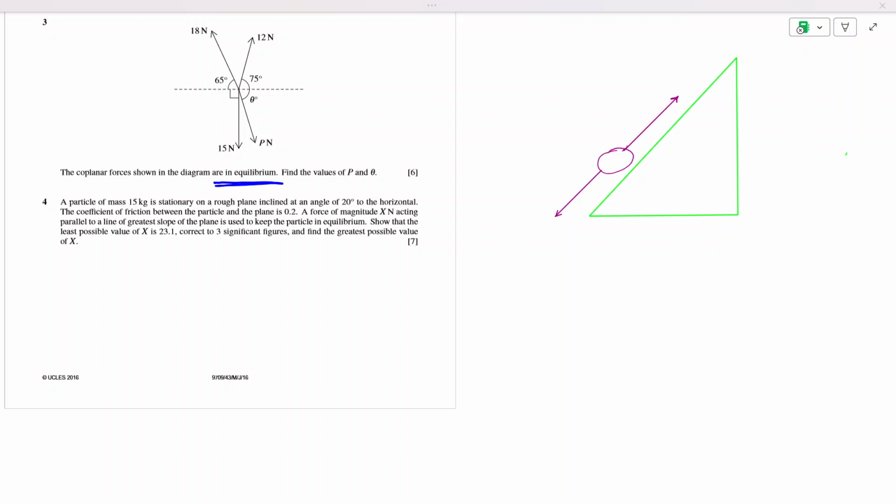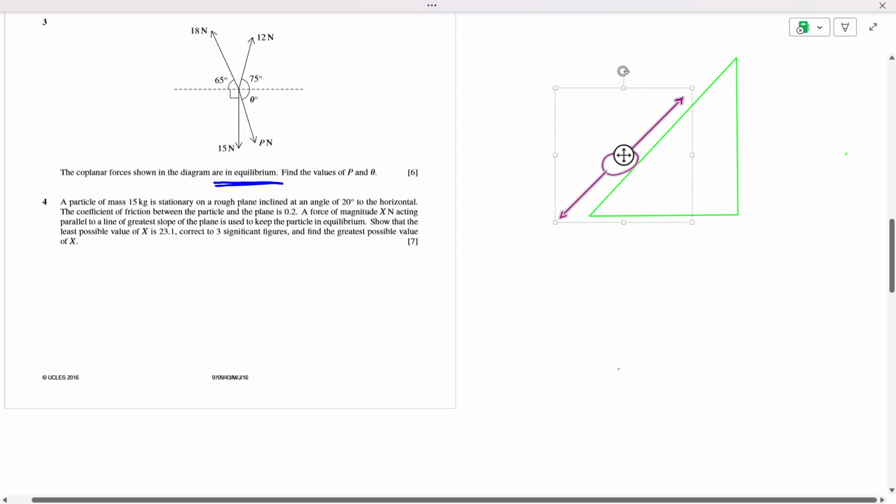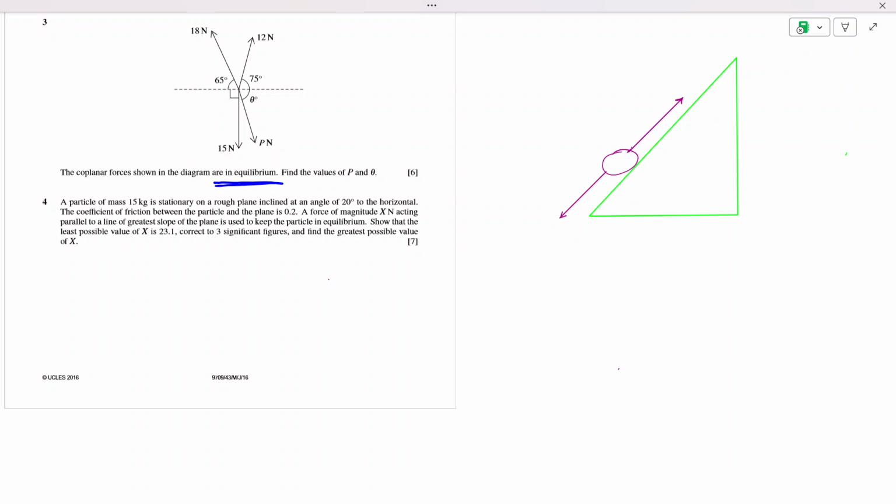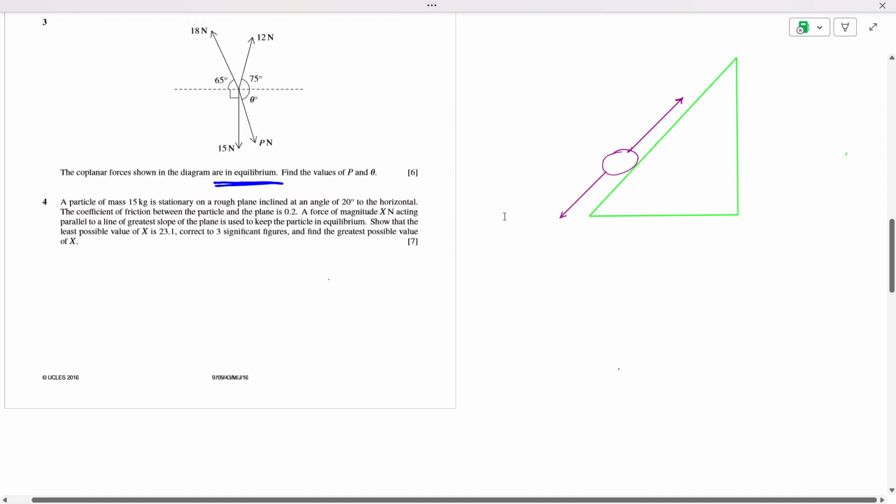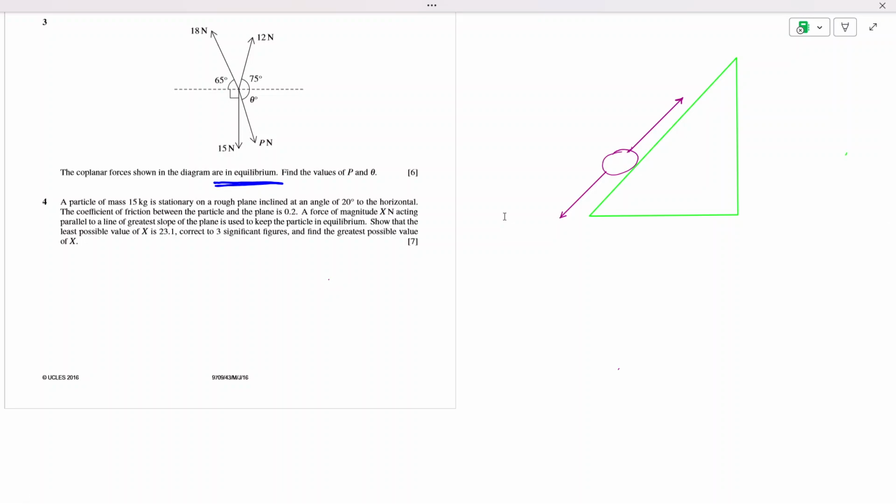All right. Since the question says that the particle is in equilibrium, that means the forces acting up the plane, down the plane, perpendicular to the plane, when we get the resultant force of them, is going to be equal to 0. The same thing that we did for question 3. Whenever it says equilibrium, that means that something is not moving. But in this case, it's saying show that the least value of x is 23.1. Remember, x is acting parallel to the plane, so this is the force x.